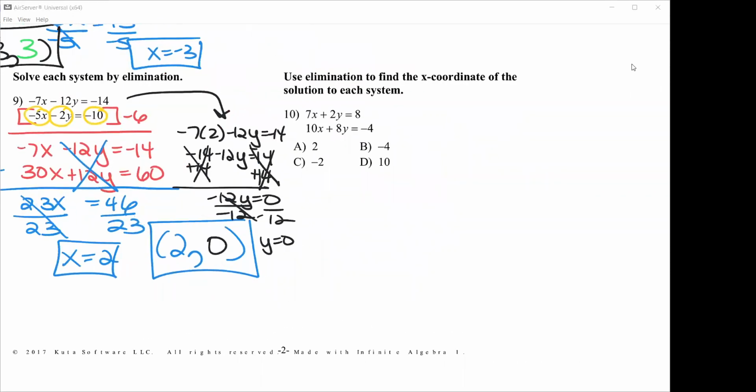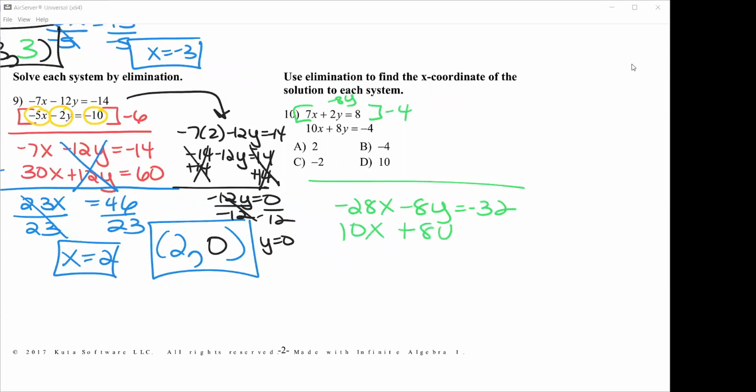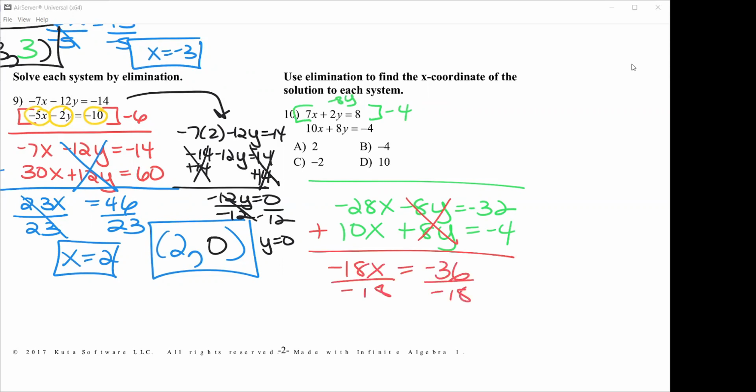All right, so number 10, elimination. I'm going to multiply the top by -4, and I'm going to do that so that I can get the -8y. So the top equation becomes -28x minus 8y equals -32. And the bottom stays the same at 10x plus 8y equals -4. The y's cancel out. So I have -18x equals -36. And when I divide both sides by -18, I get that x is equal to 2.